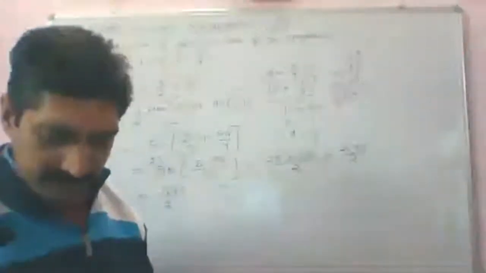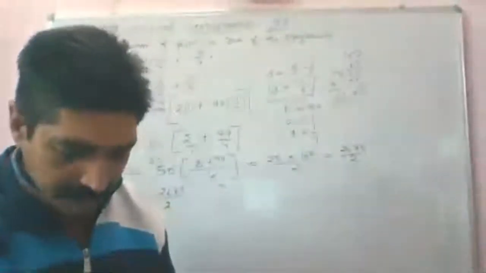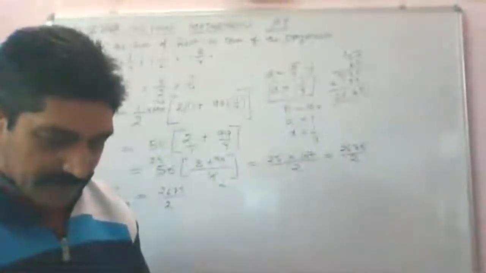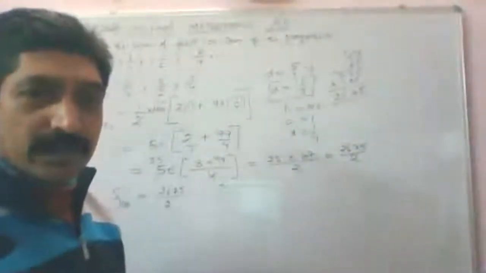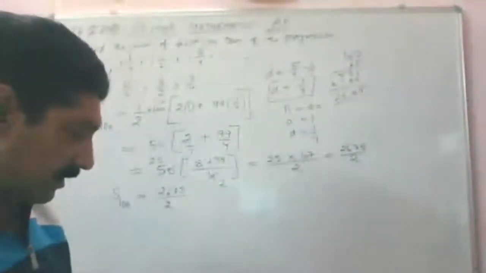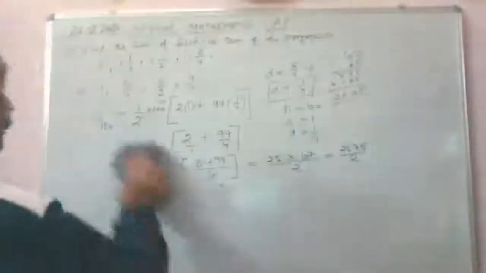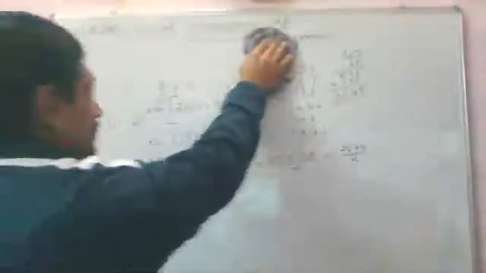So let's take one more example. Here you have to tell whether the following sequences are arithmetic or not. Okay, now it's your turn. You have to tell whether the sequences are AP or not. This is an exercise question.